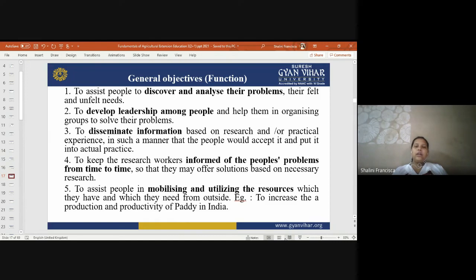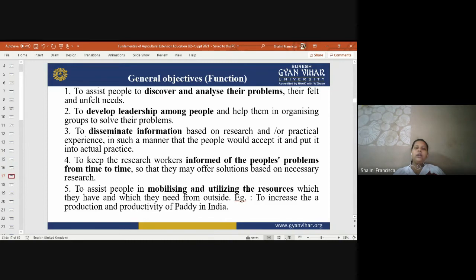Then the fourth one is informing of the people's problems from time to time. So it's not like once we went and we forget everything. We have to work every year, and at the same time we take a report on how much the rural development, community development, and societal development there has been. So we have to keep a record of everything.